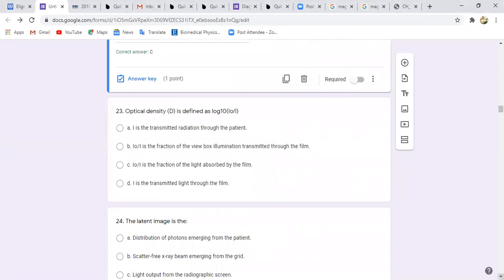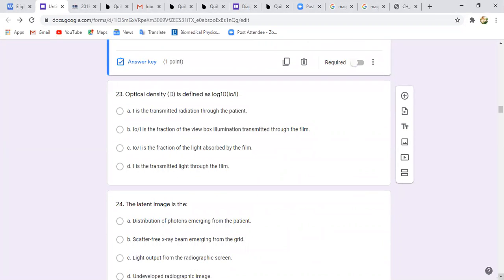Optical density is defined as the natural log of I naught over I. What is I? I is the transmitted light through the film, while I naught is the transmitted light without the film. That gives us a definition for OD: the transmitted light without the film on the densitometer over the transmitted light with the film in place. That gives us the reading that we have on that densitometer.